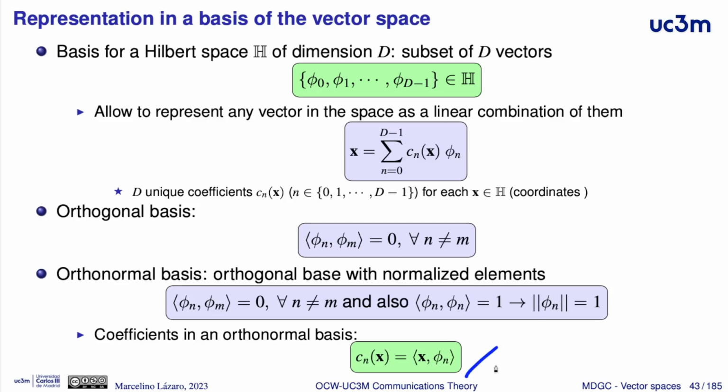Orthonormal bases are very useful because the coefficients of the linear expansion, the coordinates, can be easily calculated using the inner product. The coordinates for a given vector x are given by the inner product of x with every element in the basis. As simple as that.